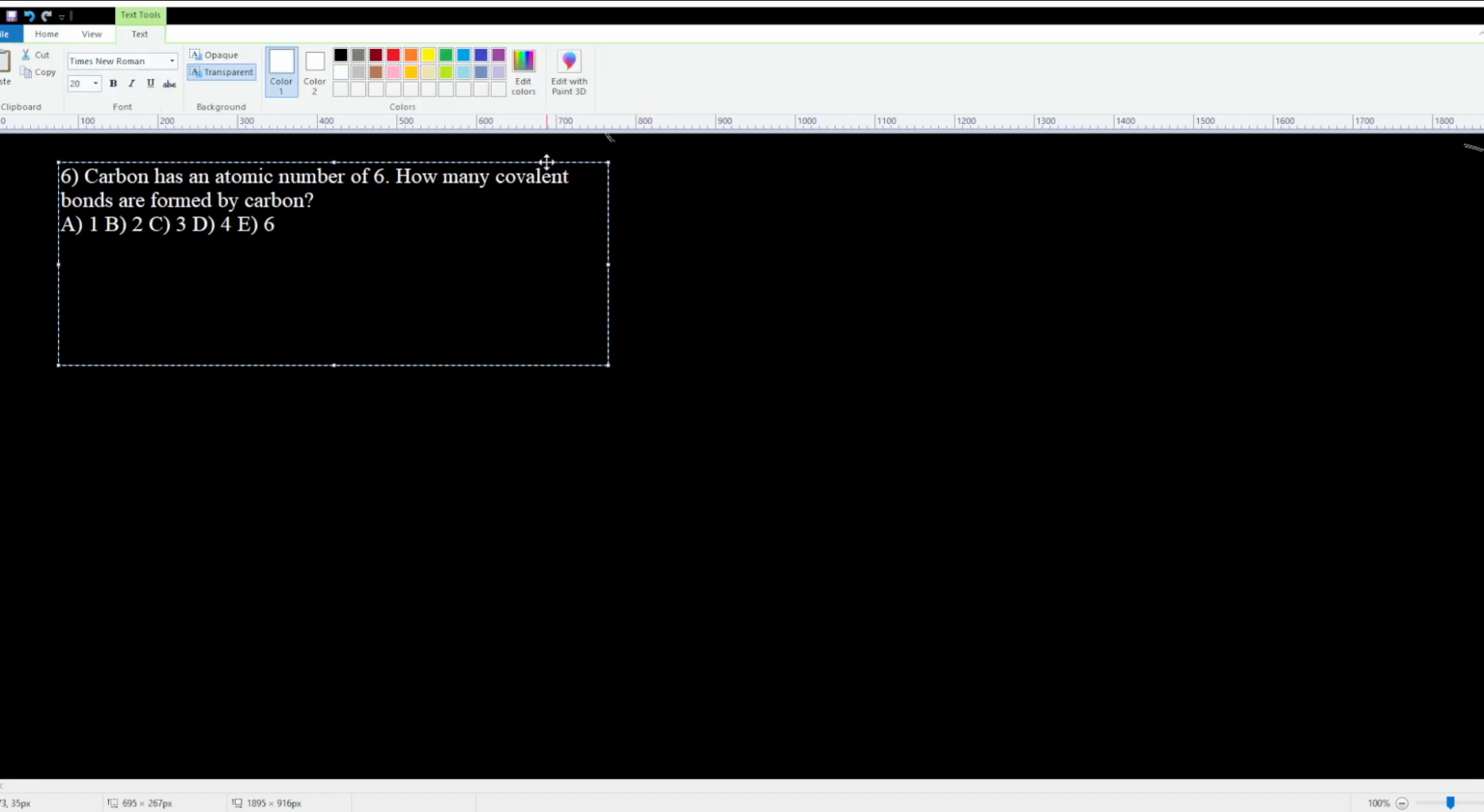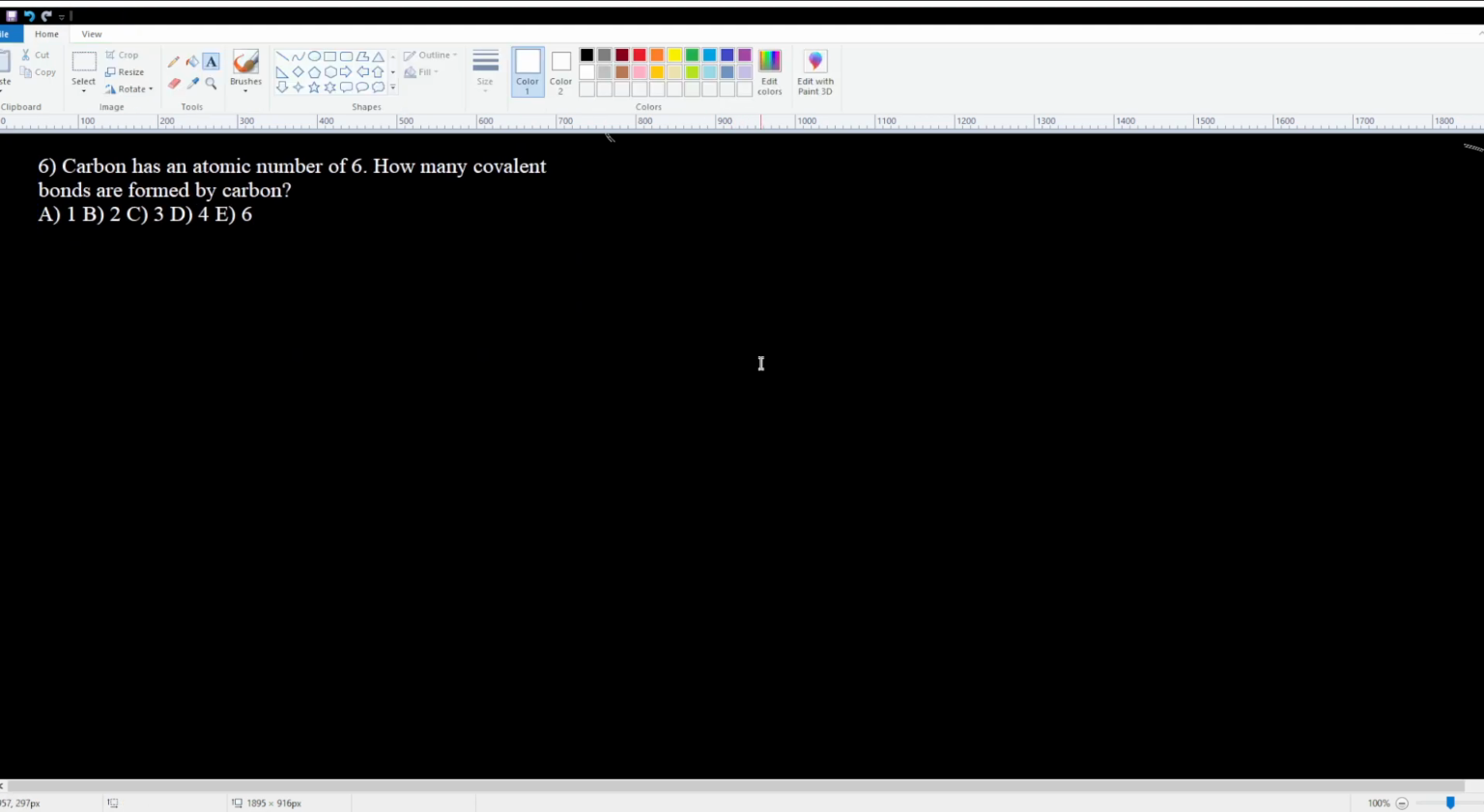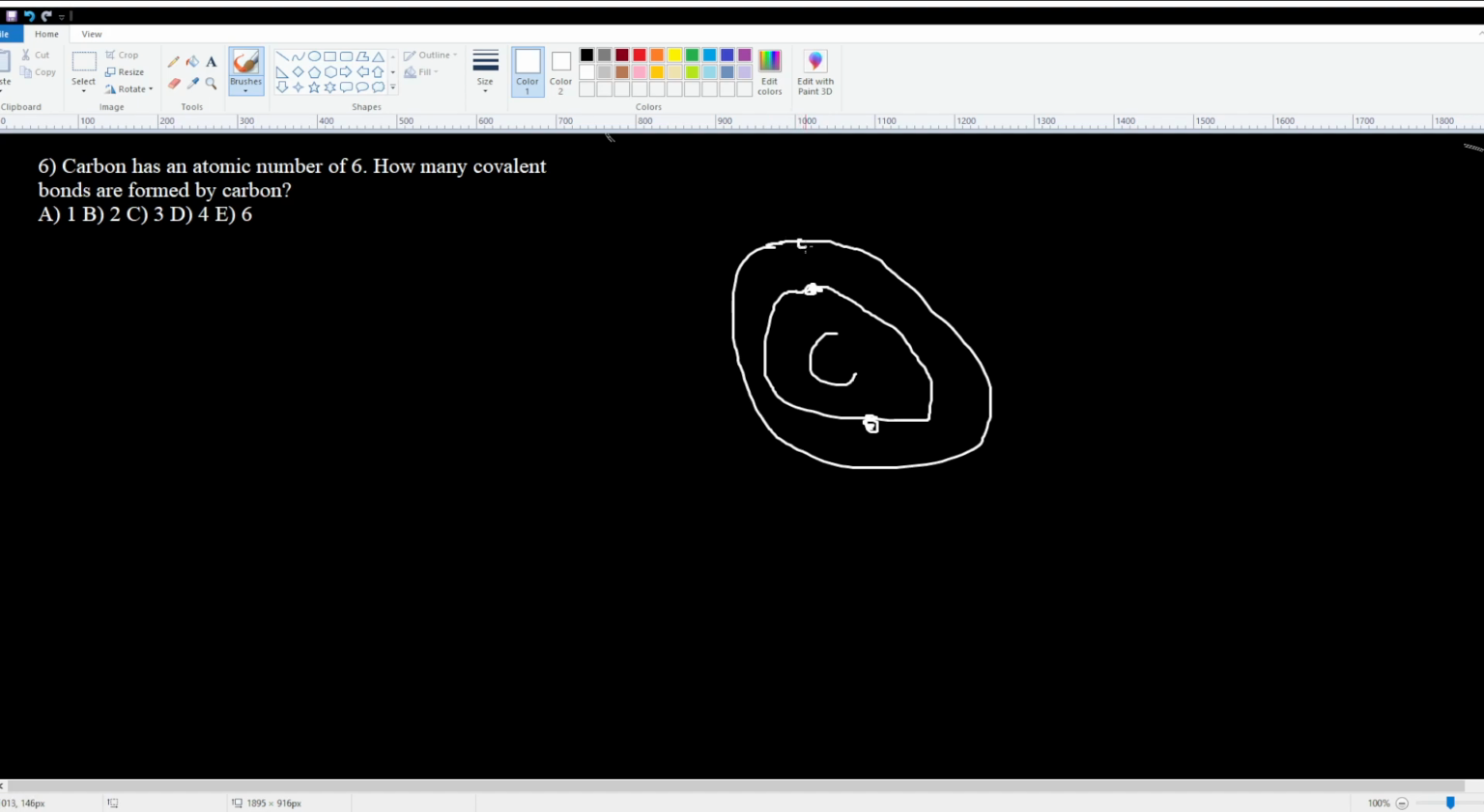So number 6 is asking, carbon has an atomic number of 6. How many covalent bonds are therefore formed by carbon? So if we draw out carbon, with an atomic number of 6, if this is electronically neutral, we're going to have 2 on the inner shell, and then 1, 2, 3, 4 occupying the valence shell.